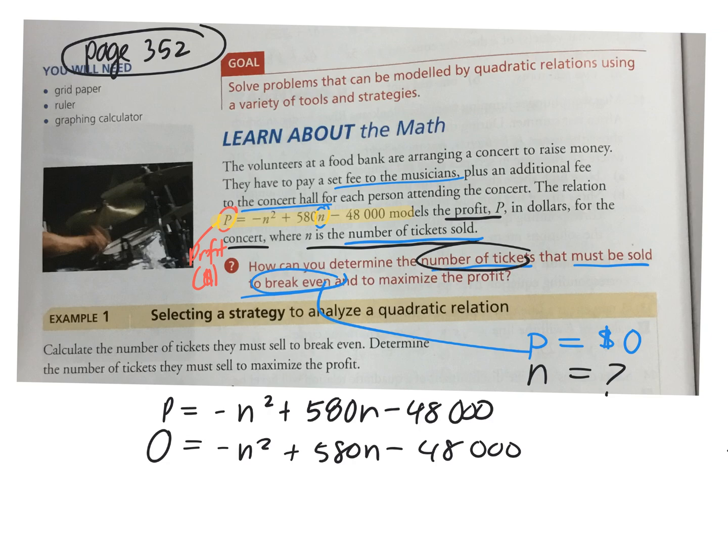Okay, so a lot of you have chosen quadratic formula. So what is A? -1. What's B? 580. And what's C? Negative 48,000.